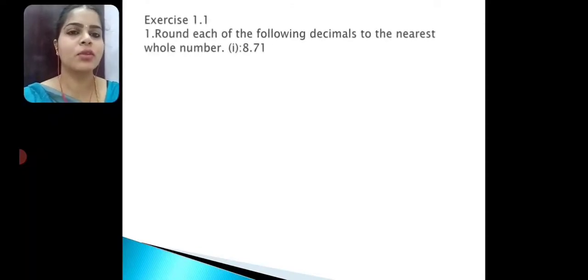Now, let us solve the exercise problem. You will clearly understand. In exercise 1.1, first question, round each of the following decimals to the nearest whole number. In the first problem, 8.71.